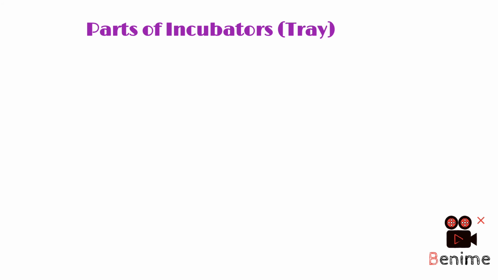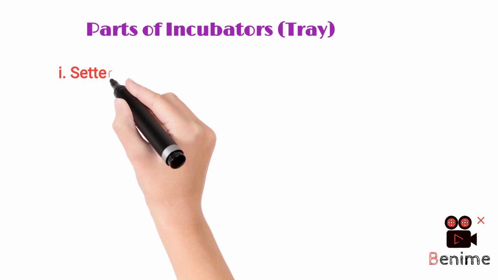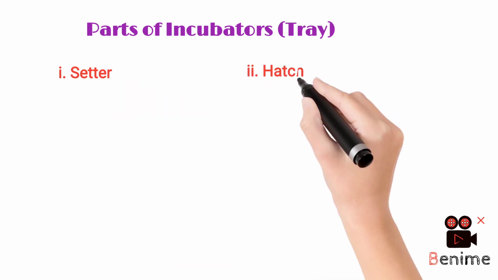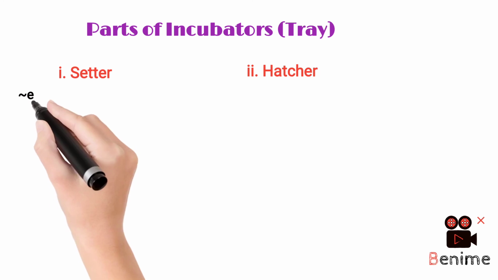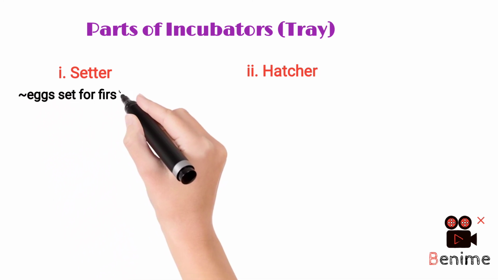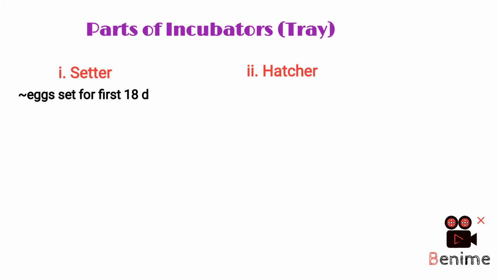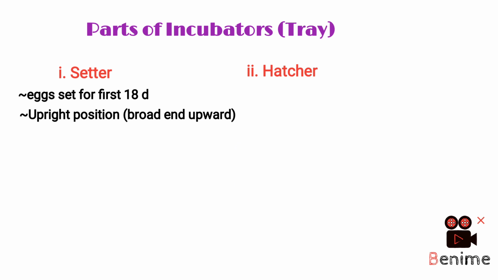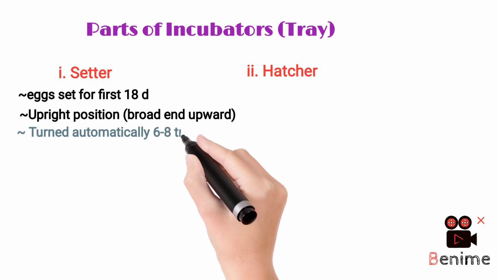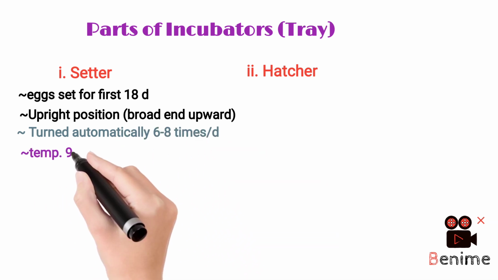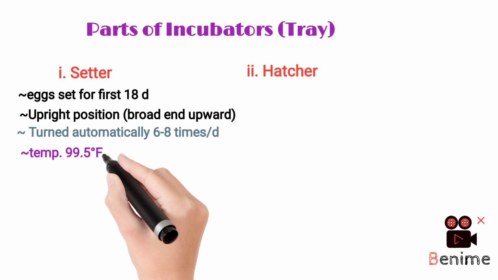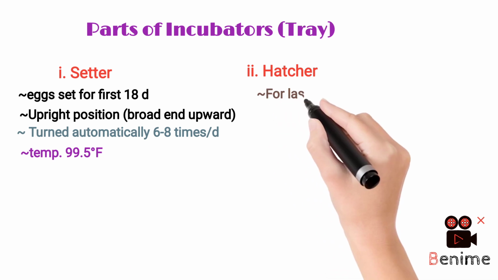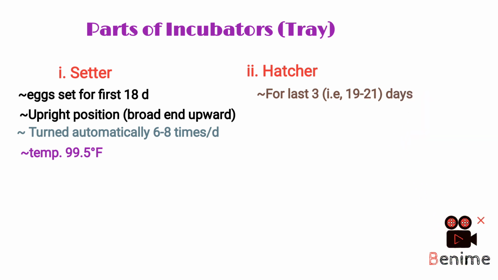All kinds of incubators have various parts. Mainly, there are two parts or trays of the incubators. Number one is the setter and the other is the hatcher. In the setter, eggs are set for the first 18 days and then transferred to the hatcher. In the setter, eggs are kept in an upright position, broad end upward, and turned automatically around 6 to 8 times per day, and the temperature of the setter is 99.5 degrees Fahrenheit.